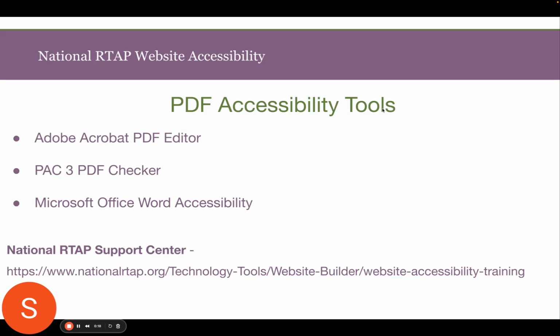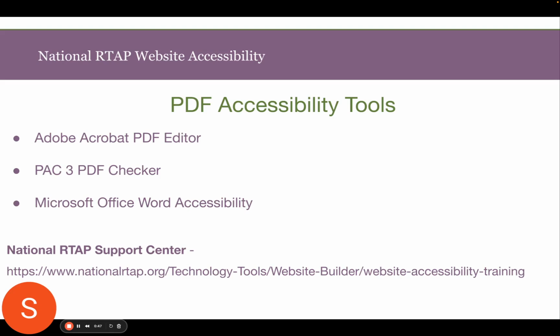These are some of the tools that can be used to check PDF accessibility. The first one, Adobe Acrobat PDF Editor, is the one we will be demoing today in the video. The next one, the Pack3 PDF Checker, is a free-to-use application for Windows PC. And the Microsoft Office Word Accessibility is a tool that allows you to save an accessible Word document as PDF.